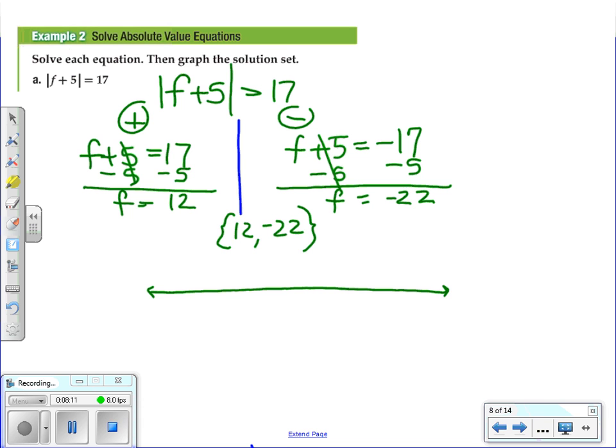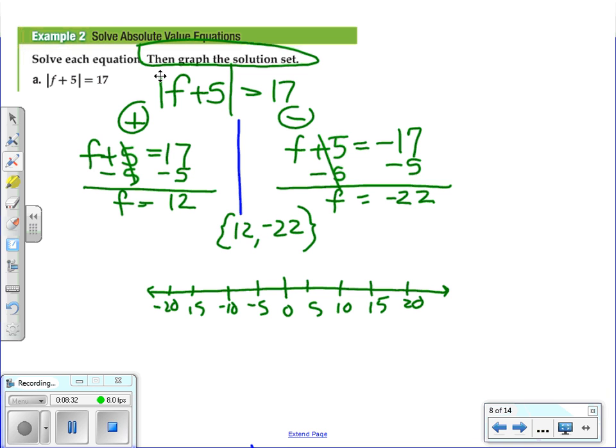of course you'll use a ruler, and it does ask you to graph the solution set with these problems. Here's 0. Because they're such big numbers, I'm going to do increments of 5. 5, 10, 15, and 20. Okay, so to graph this, f is 12 would be about right here. And f is -22, it's going to be over here someplace. Nice, neat graphs, rulers, arrows, etc. You know how to do this stuff.